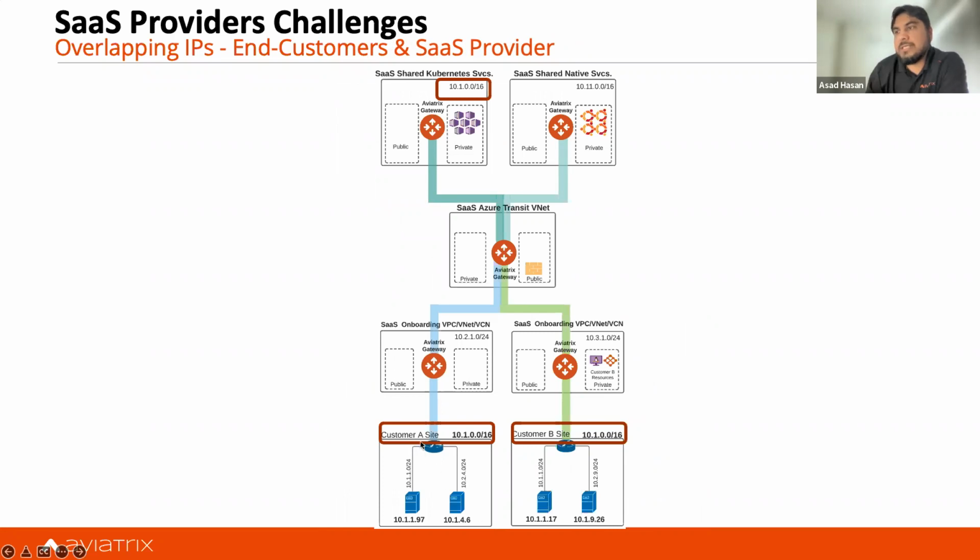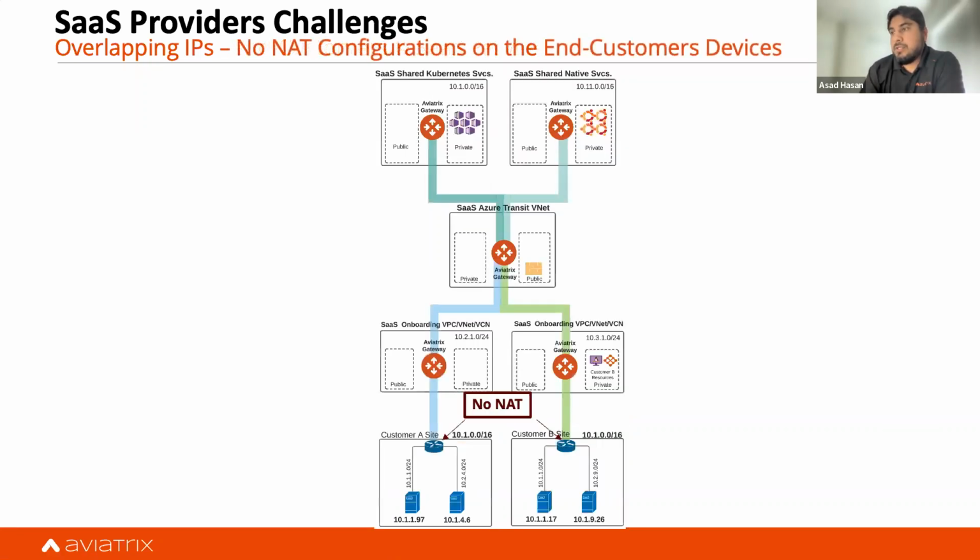In this use case, you can see we have customer A and B, both overlap with each other, but also overlap with your hosted environment. So typically, you cannot ask your customer to do the NATing on their devices, or maybe they don't have NAT-supported devices. Maybe they just have a dummy device that only supports IPsec or only supports basic networking. In that case, you need a solution that is flexible enough to take care of all the heavy lifting when it comes to NAT configuration, right?